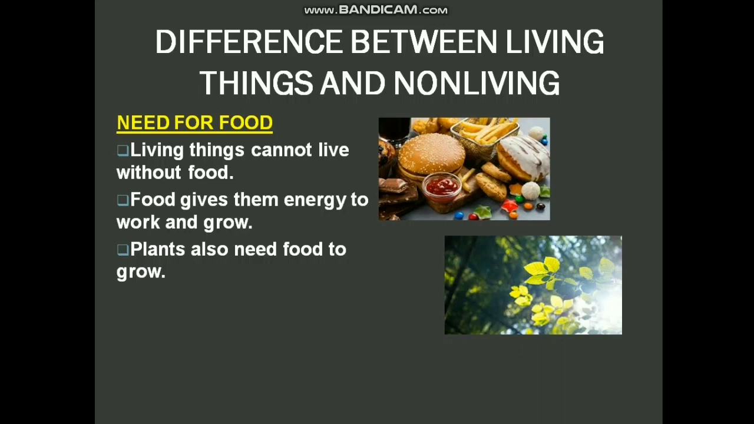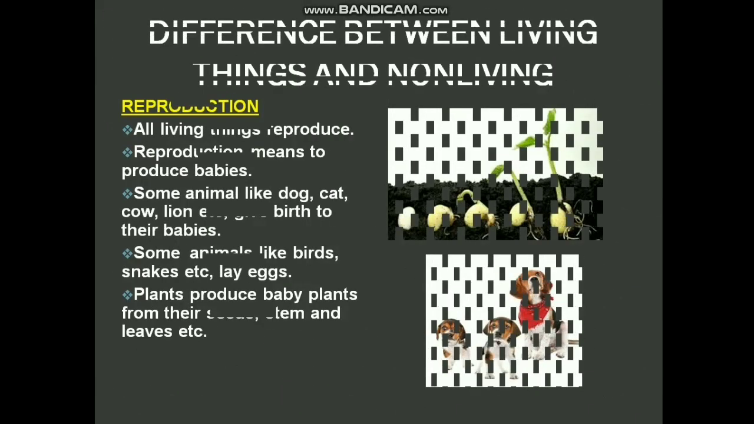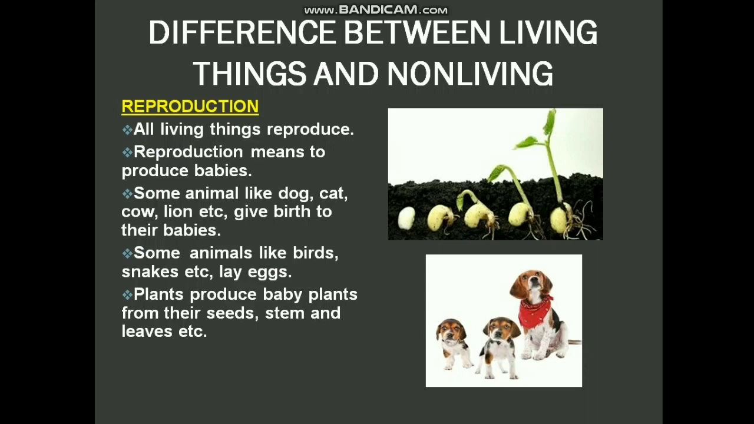Does your teddy bear or toy car need food? The answer is no. Non-living things do not need food, and your toy car and your teddy bear are non-living things. Now the next difference is on the basis of reproduction. I already told you the meaning of reproduction: to produce babies, to produce young ones of their own kind.